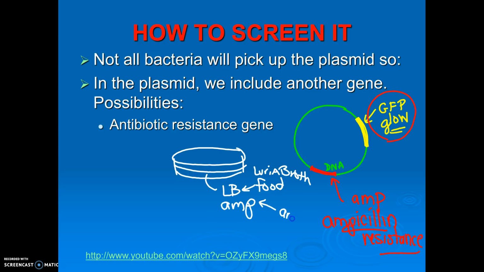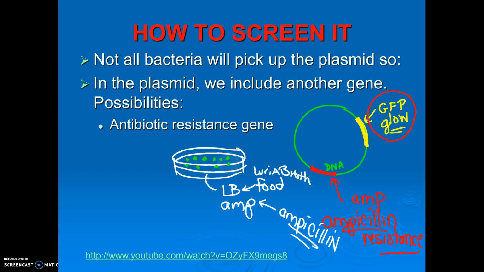Those plates contain the antibiotic ampicillin. It's been added to the agar. So what's that going to do? Well, any bacteria that did not pick up the plasmid will be killed by the antibiotic. And those that did pick up our plasmid, those that were transformed, will be able to grow despite the presence of this antibiotic because they are ampicillin resistant.